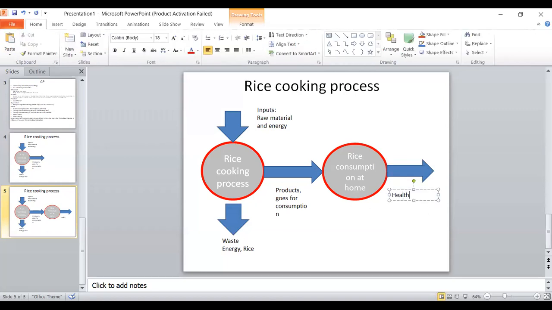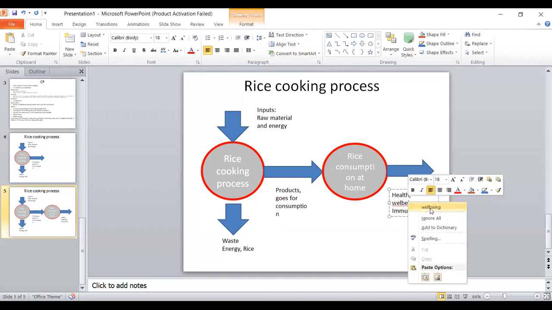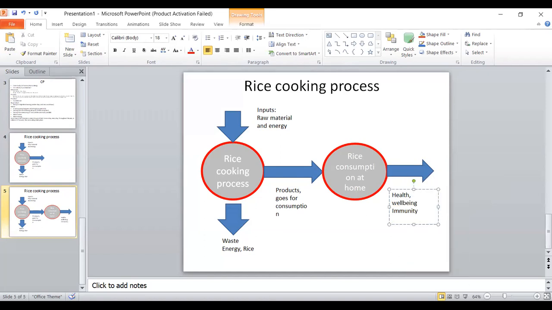Health, well-being, and then your immunity. Energy to perform, let's say just energy, to work. So these are the outputs.